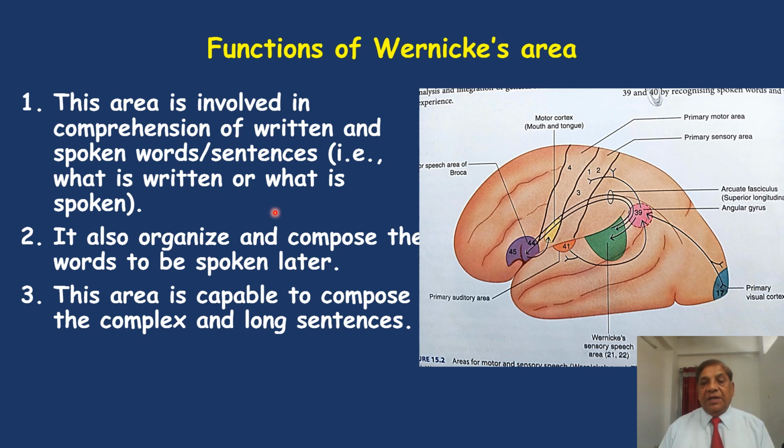So a person analyzes and comes to know what is written or what is spoken. He knows and understands the meaning of what he is reading from the books, or what he is listening to from the lecture, and he comprehends that meaning. Now, this area also organizes and composes the words to be spoken later. That means it is not only comprehending the written and spoken words received from the visual and auditory areas, but its main important function is that it composes and organizes the words to form sentences which have meaning.